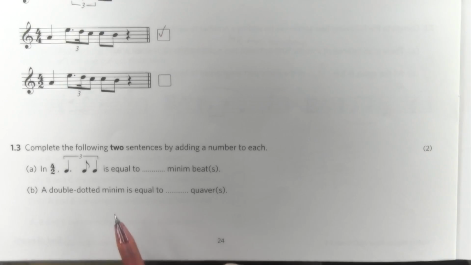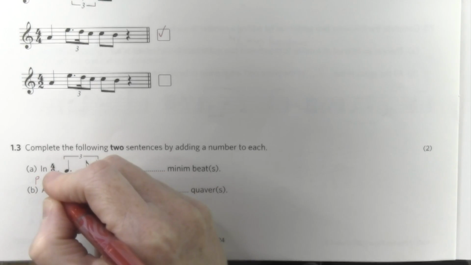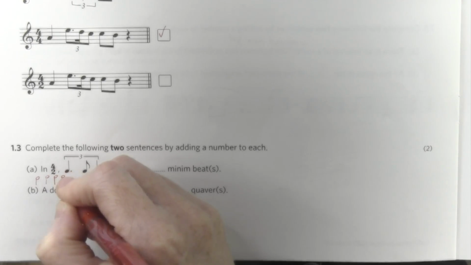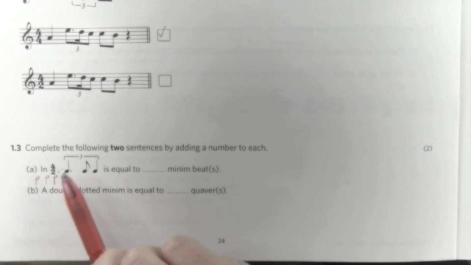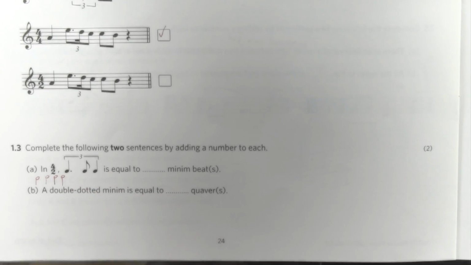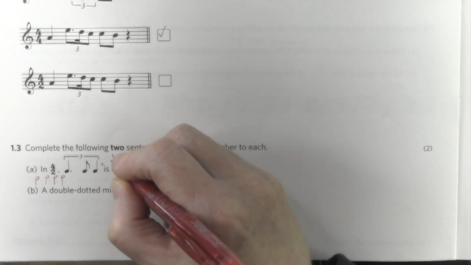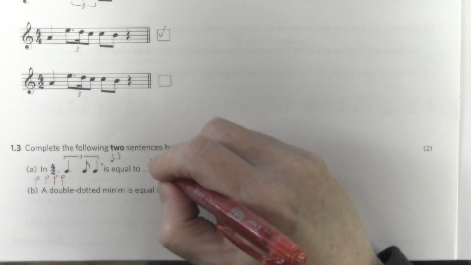Next one. In this third question, we need to complete the sentences by adding a number each. In 4 halves, so we have 4 minims, 1, 2, 3, and 4. This is equal to, you can spend 15 minutes with fractions, etc. I'll tell you that these are 3 crotchets, 1, 2, and 3 in the space of 2. So this is equivalent to 2 crotchets. So what is it? 1 minim beat. That's it.